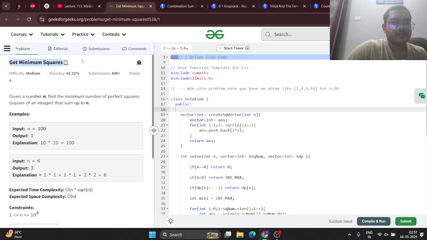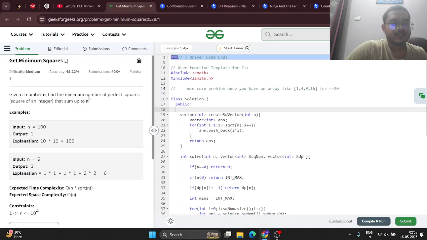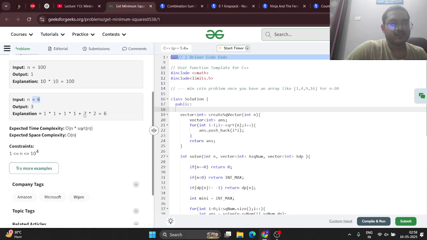The last part was get min squares. So let's say there's a number 6. You want it to be a sum of 4 plus 1 plus 1. You want it minimum. Here the answer is 3: 1, 2, 3. You want to keep it minimum.